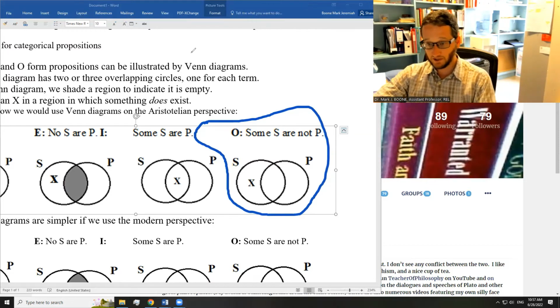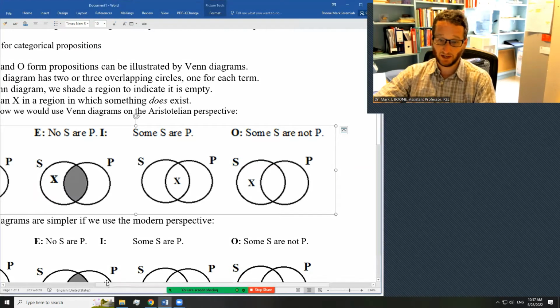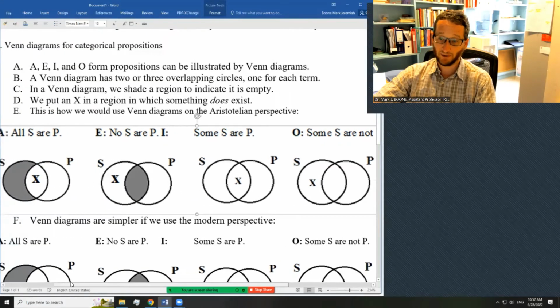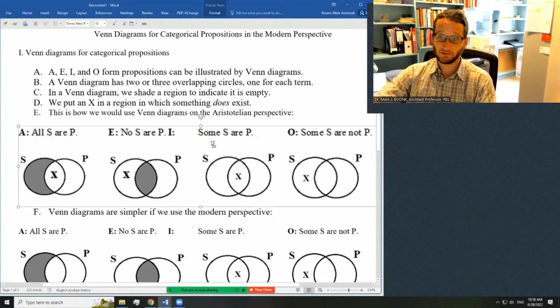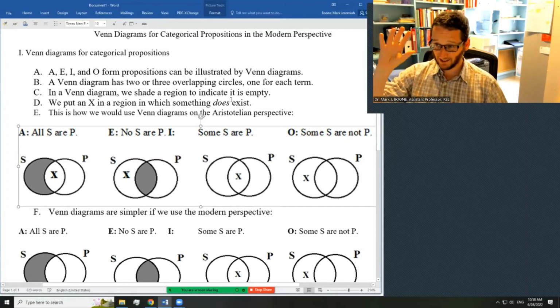And that's all you would do for Venn diagrams on the Aristotelian perspective. And again, this is a perfectly respectable way of doing Venn diagrams and testing arguments for validity, but we're not going to do it. We're going to do it a simpler way using the modern perspective.